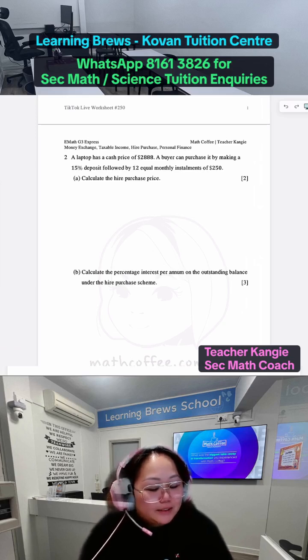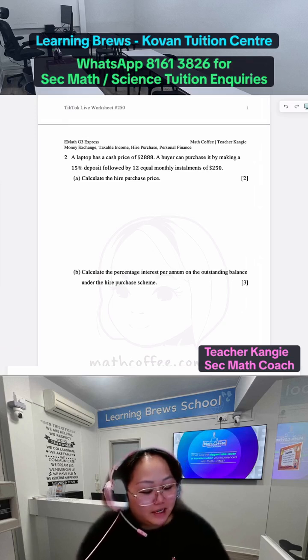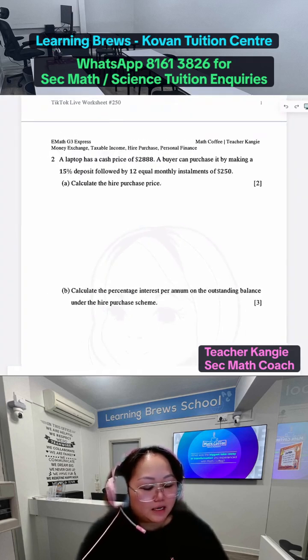So a laptop has a cash price of $2,888. A buyer can purchase it by making a 15% deposit, followed by 12 equal monthly installments of $250. Calculate the hire purchase price.